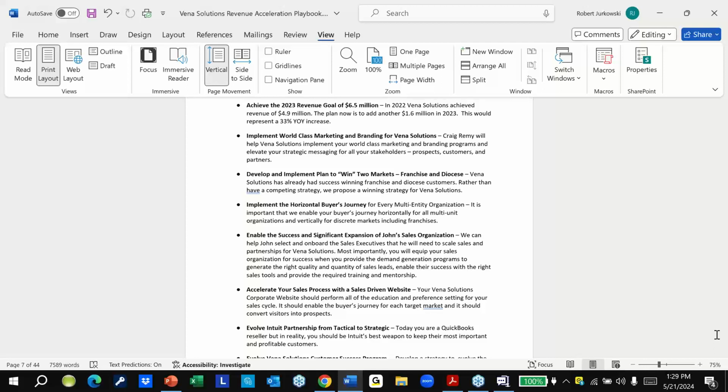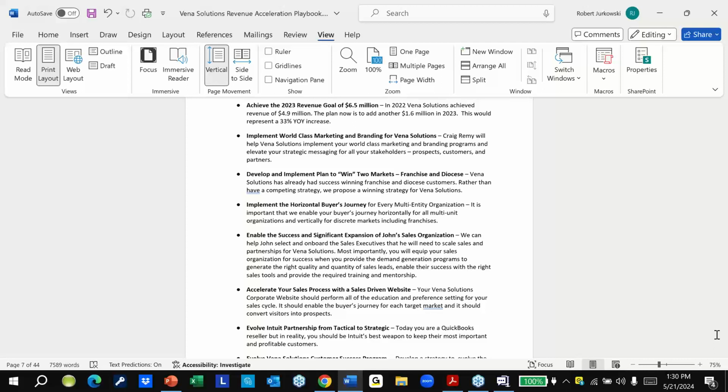Another goal that they had was to put in world-class marketing and branding. And so Craig has worked with their team and worked with their company to actually do that. He's just tremendous at branding. He's tremendous in terms of projecting the strength and the strategic value of that organization. And that really has turned this company around. One of the things we also look at is when you're in some markets, do you have a competing or winning strategy? So one of the things that we want to look at in this playbook is what we're doing today with them, which is helping them win some of the markets that they're in. And there is a methodology to go do that.